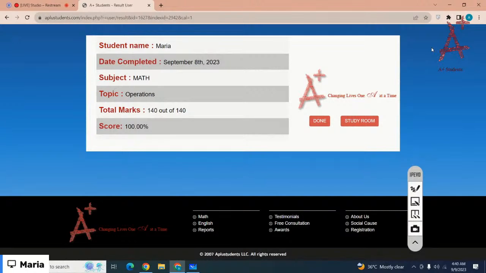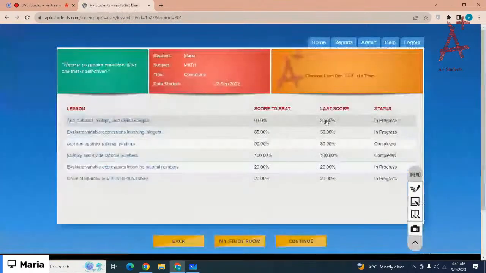Okay, we are done with the lesson. So we were working on grade 9 math. The chapter we're working on is operations. So we have learned today how do we add, subtract, multiply, and divide integers, evaluate variable expressions involving integers, add and subtract rational numbers, and the one we just did is multiply and divide rational numbers.